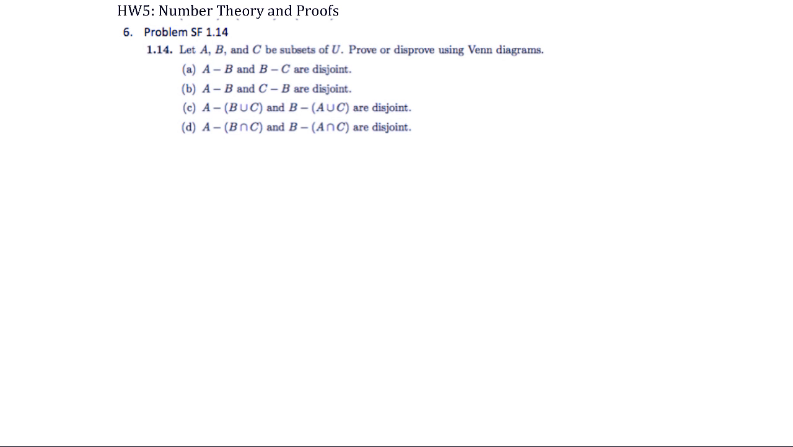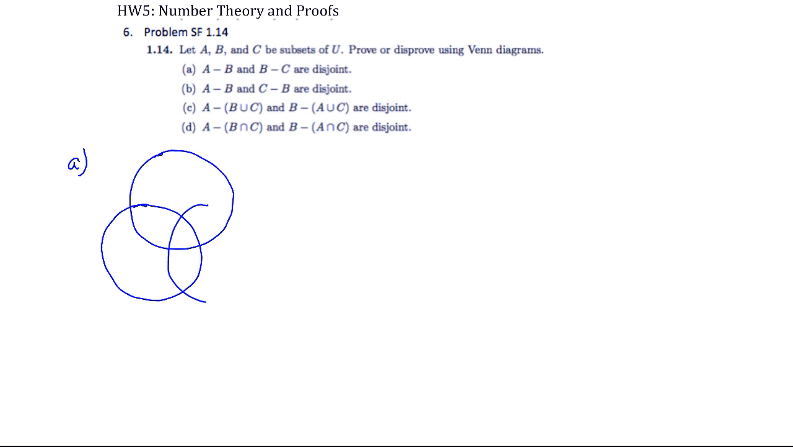Okay, in this video I'm going to do problem 6, which says let A, B, and C be subsets of the universe. Prove or disprove using Venn diagrams. Part A is talking about whether or not A minus B and B minus C are disjoint. And on all of these I'm going to start with what I call a complete drum kit here, where I draw A, B, and C in their most general sort of configuration where all possible overlaps are included.